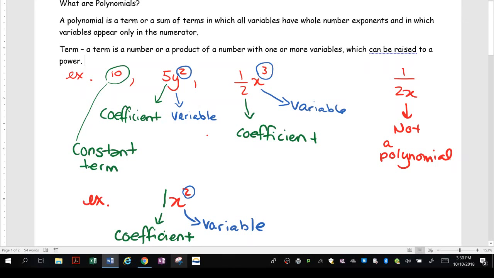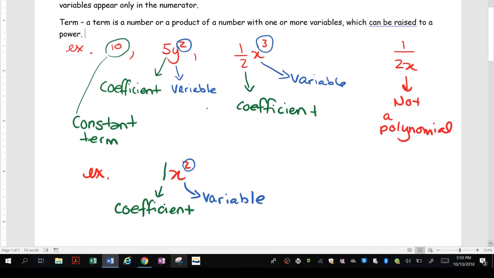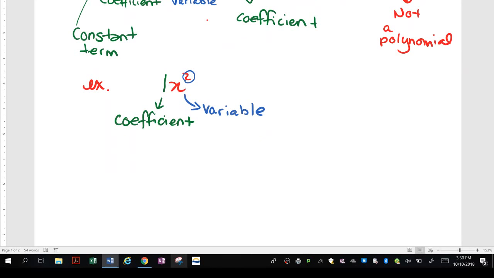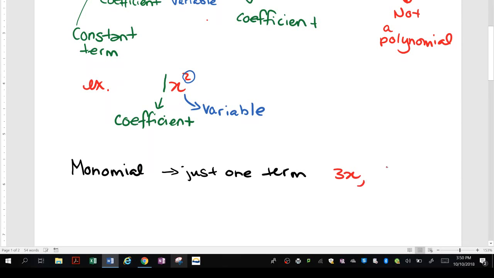Now let's look at classifying some polynomials. There are different types of polynomials. There are monomials, binomials, trinomials. So let's take a look at a couple of those. A monomial is a polynomial that has just one term. So for example, 3x or 1/2 x squared. Those are examples of monomials. This is just one term.